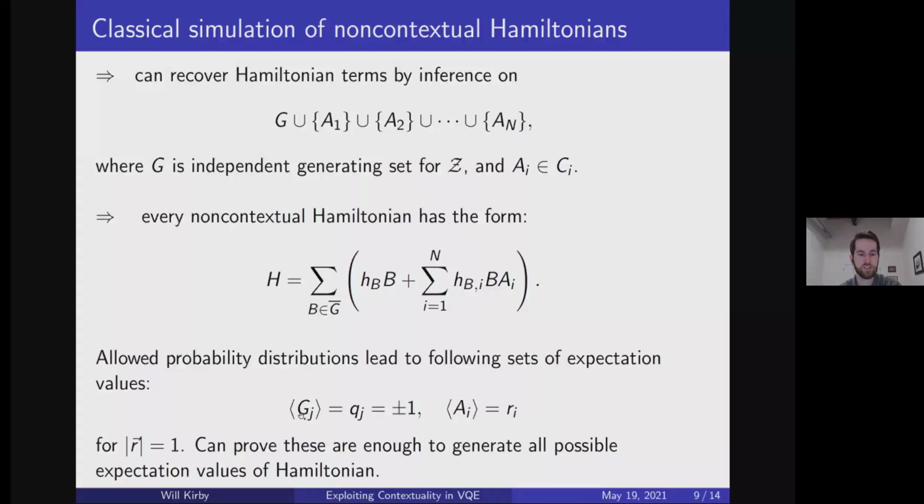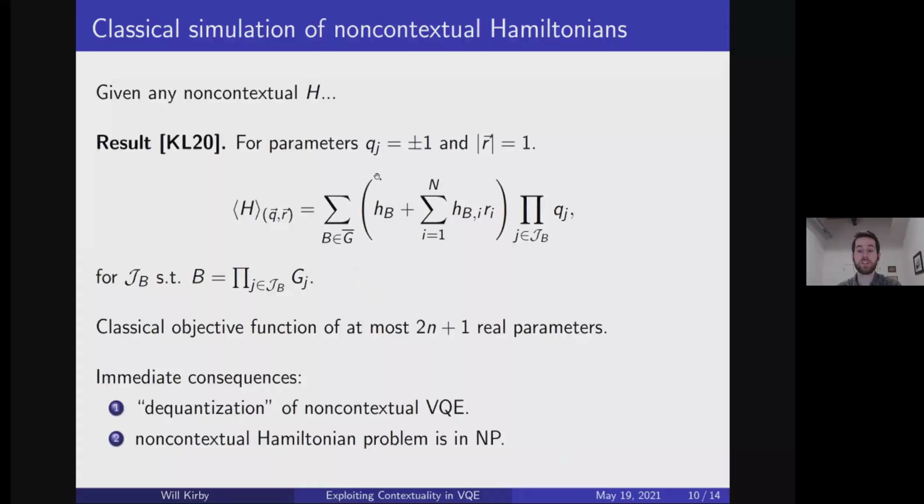So what's happening here is we're assigning definite eigenvalues plus or minus 1 to each of the commuting generators, G sub j, which are just the elements of G, and asserting that the expectation values of the anti-commuting generators, A sub i, lie on a unit sphere of the appropriate dimension. This R is just a real unit vector. We can prove that these joint expectation values are sufficient to recover every expectation value of the non-contextual Hamiltonian. To give a sketchy idea of why this is true, the G sub j's all commute with the whole Hamiltonian, so there's a common eigenbasis for them as well as the Hamiltonian. And the A sub i's all anti-commute, so we get a sort of higher dimensional Bloch sphere for their expectation values.